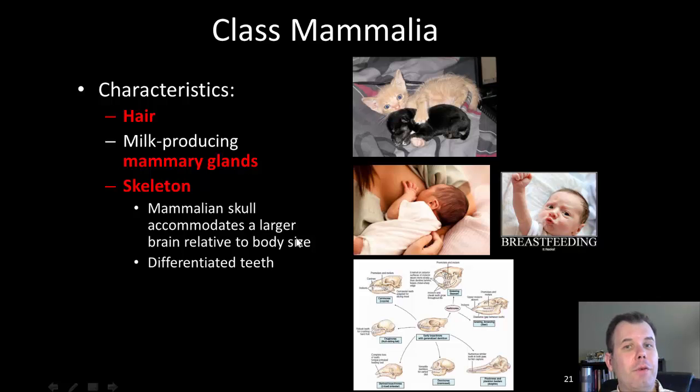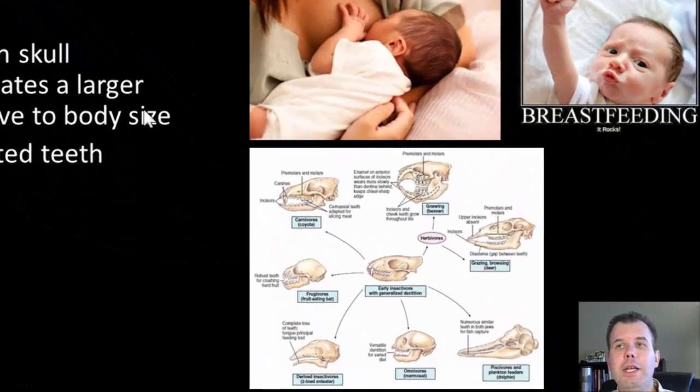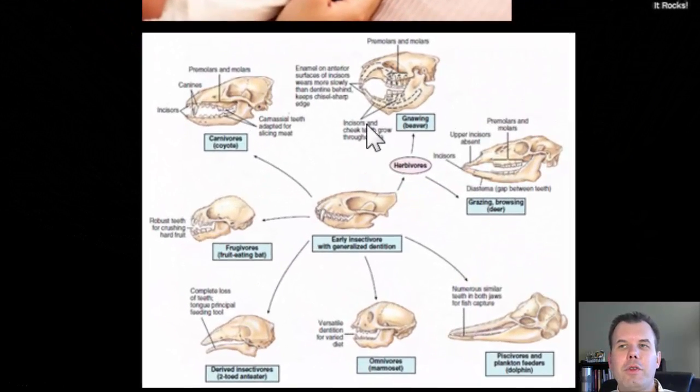And then again, we have differentiated teeth depending on what we eat. And you can look at the different mammals. I won't take you through all these different things, but you can see we have different teeth that allow us to do everything. And so we're actually omnivorous. We can either eat plants or animals, and so we eat both plants and animals. And that's because we have both types of teeth.